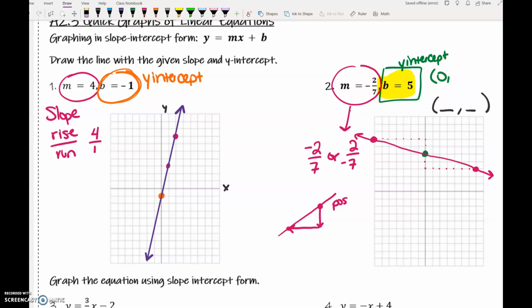Oops, it's not supposed to be 6, is it? Is that why it was confusing? It's supposed to be 5. So 0, 5 are the coordinates of your y-intercept. Over here on number 1, the coordinates of this y-intercept would be 0, -1.